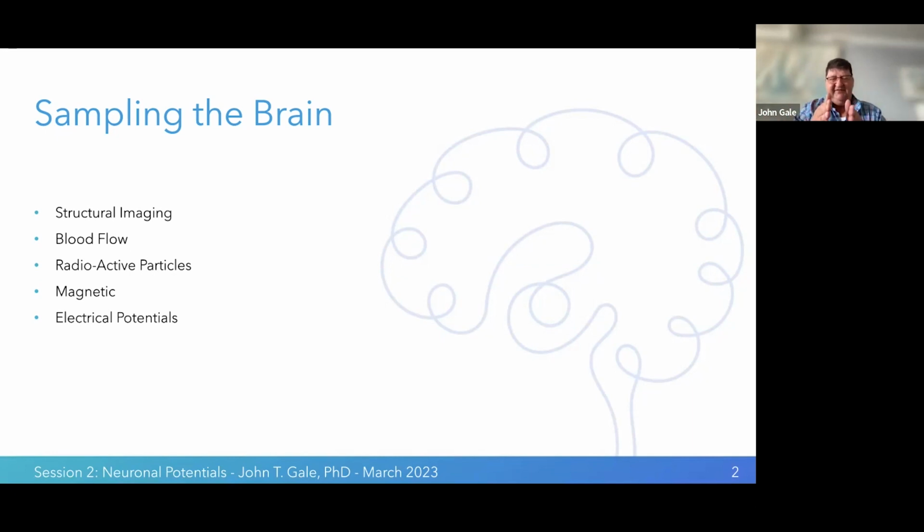We can actually go down to the single neuron and see how it's involved in a particular behavior, such as moving your arm, moving your leg, how you learn to move your arm, how you learn to move your leg. And these other measures do have some advantages because some of them are non-invasive.